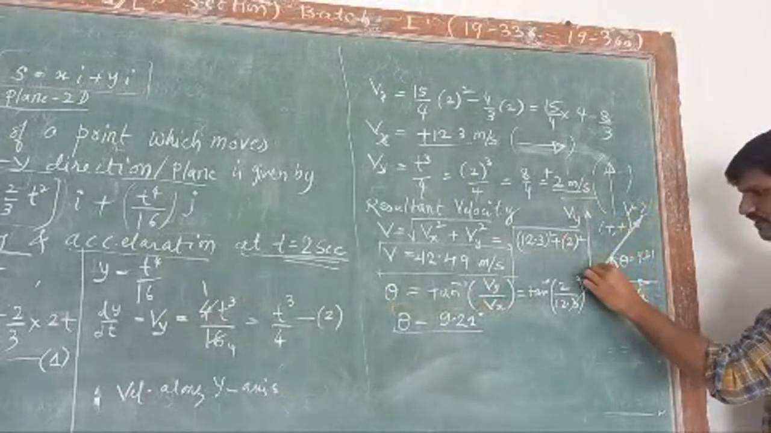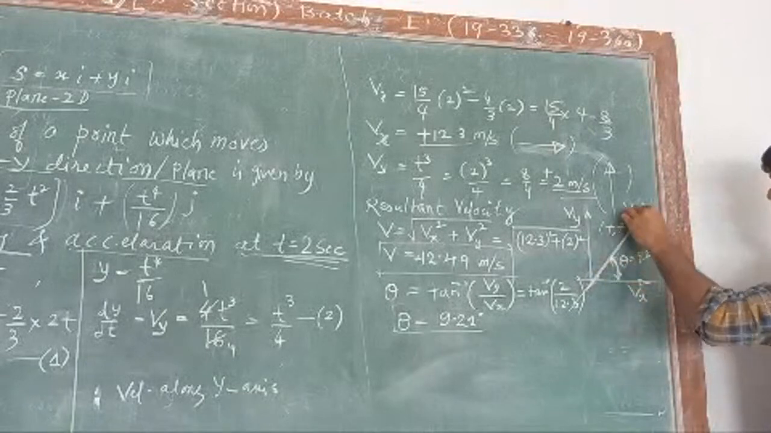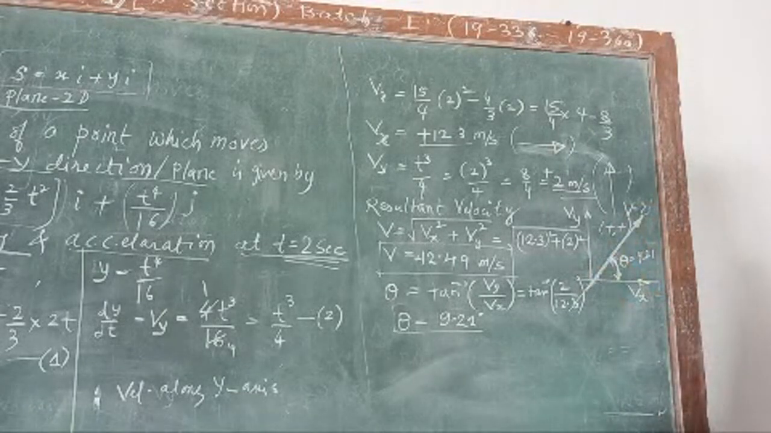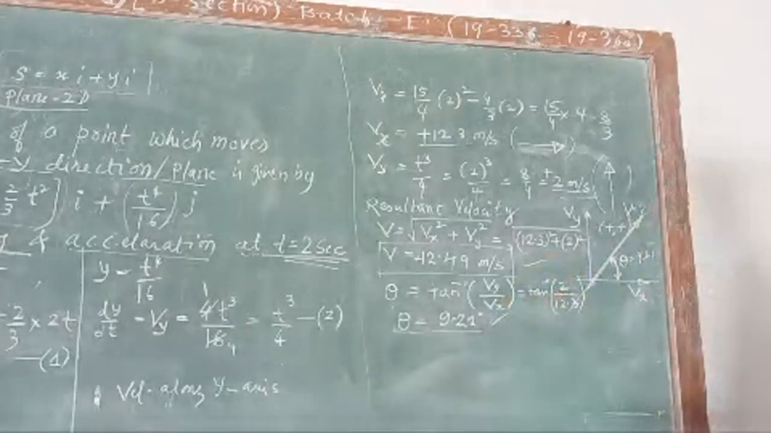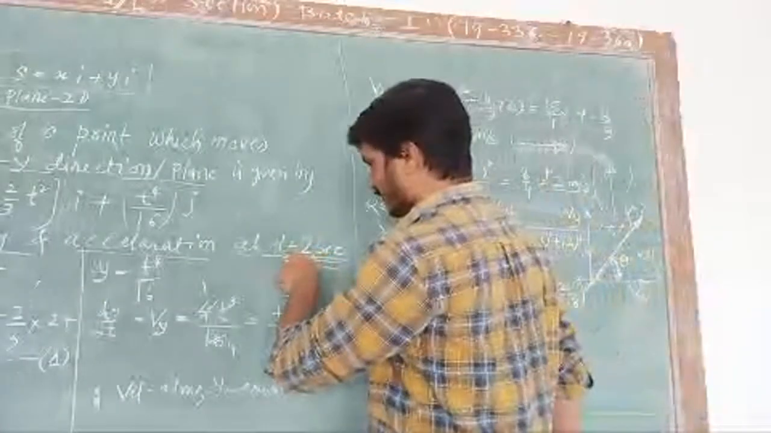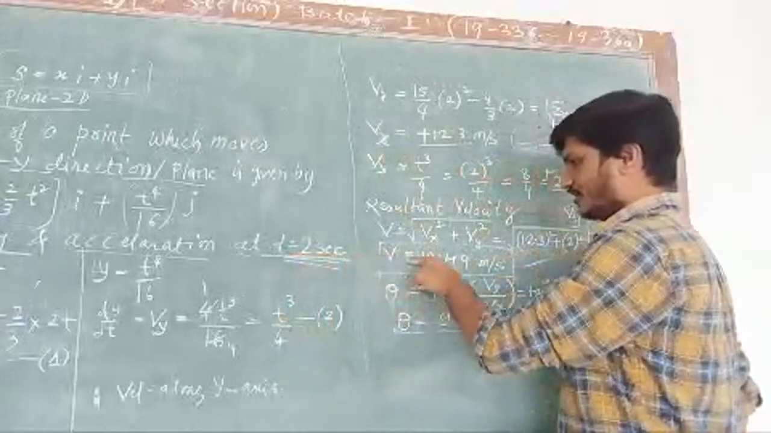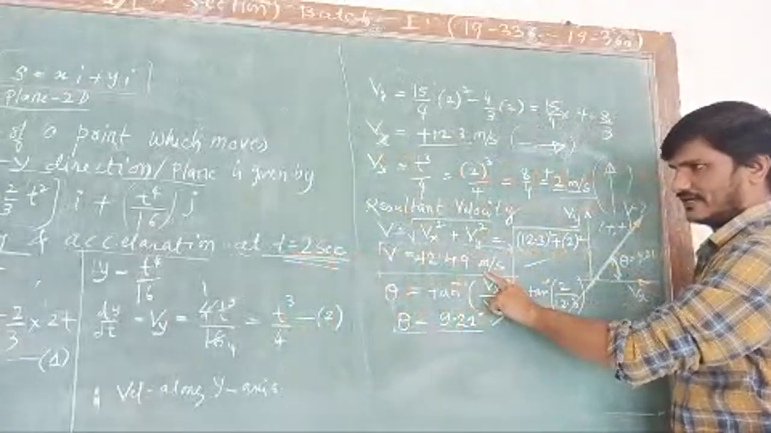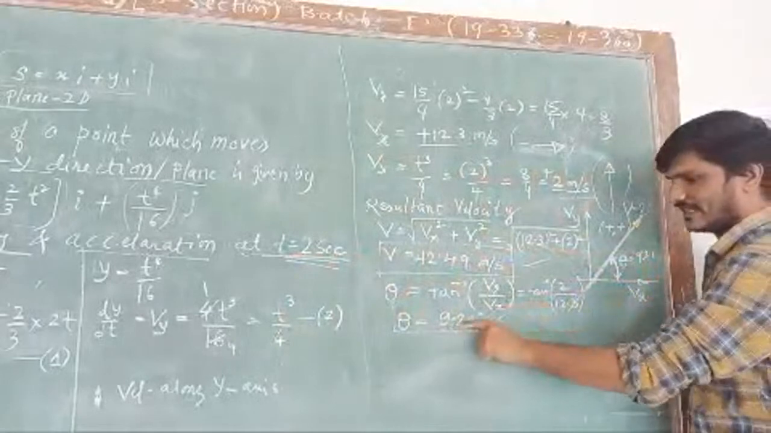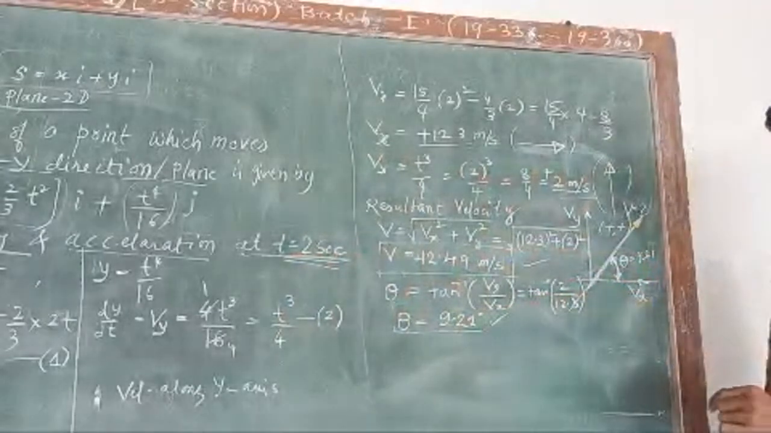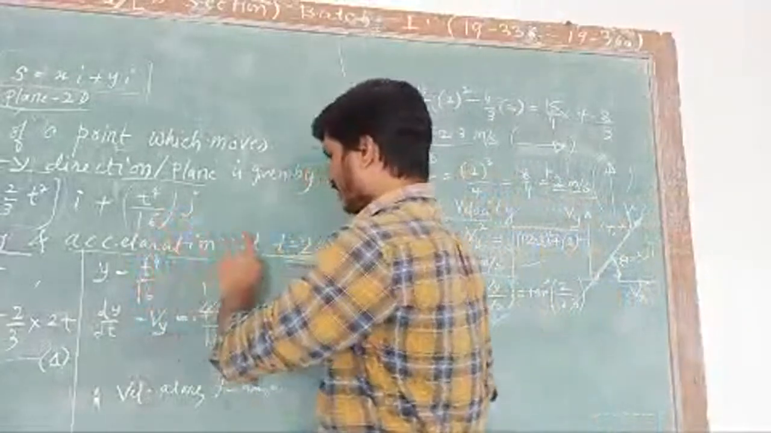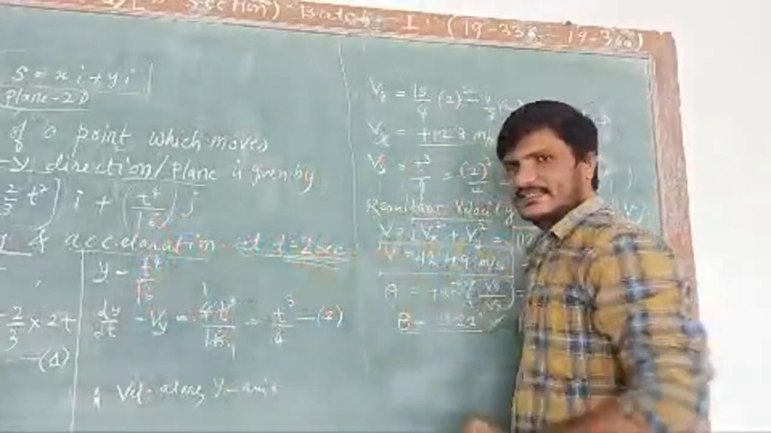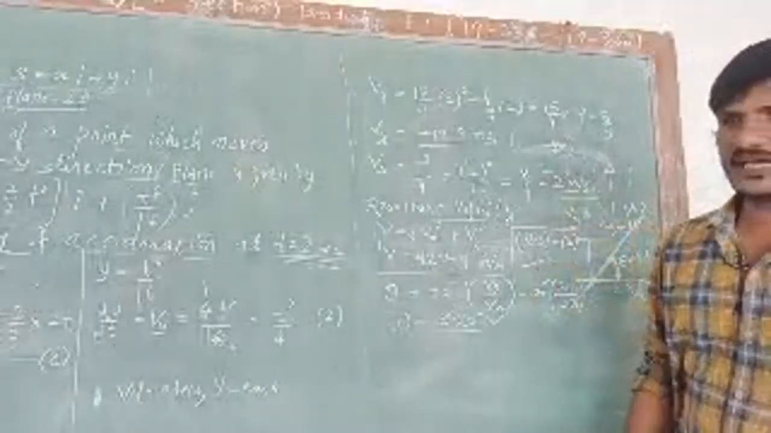Okay, initially this was the angle we assumed and the resultant magnitude we assumed. So this is the exact value we call the velocity at 2 seconds: we got 12.49, and the angle made by the resultant is 9.21. Similarly, you need to calculate what is the acceleration at 2 seconds.